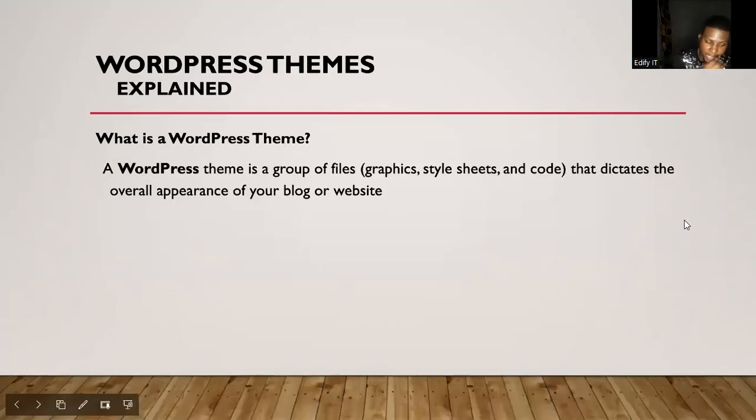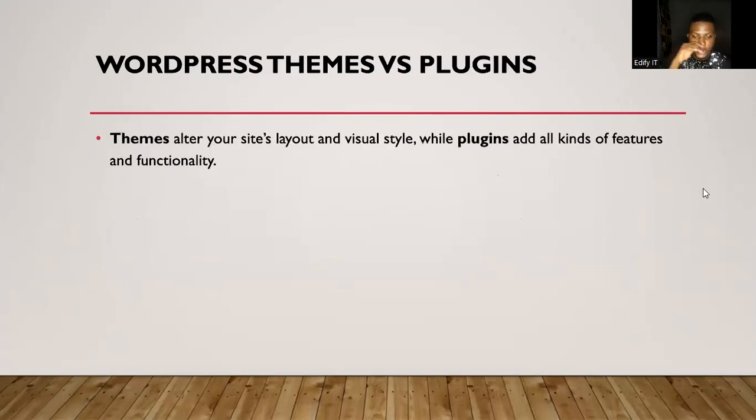Then WordPress themes are the visuals or the graphics that the user can see. Basically, a WordPress theme is something somebody wrote the code for, and uploaded as a WordPress theme. Then you can use the WordPress content management application to make edits. So that's an already made theme, you understand. WordPress themes alter the site's layout and visual style, like I said, while plugins add all kinds of features and functionality.